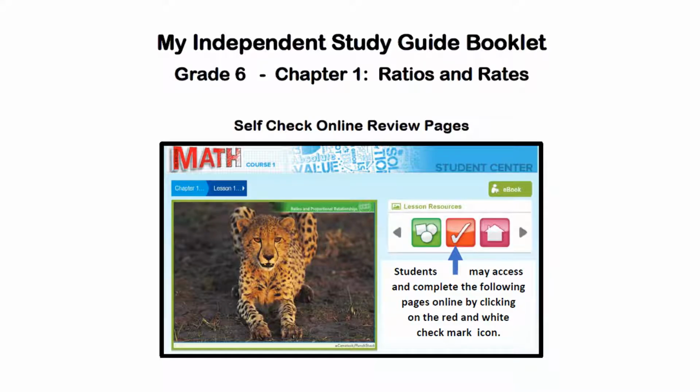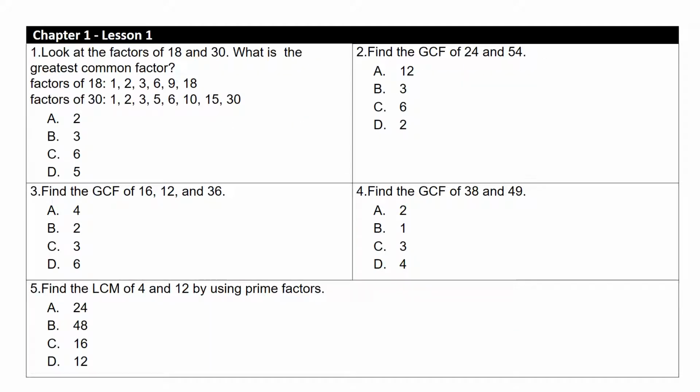My Independent Study Guide Booklet, Grade 6, Chapter 1, Ratios and Rates. Number 1, look at the factors of 18 and 30. What is the greatest common factor?